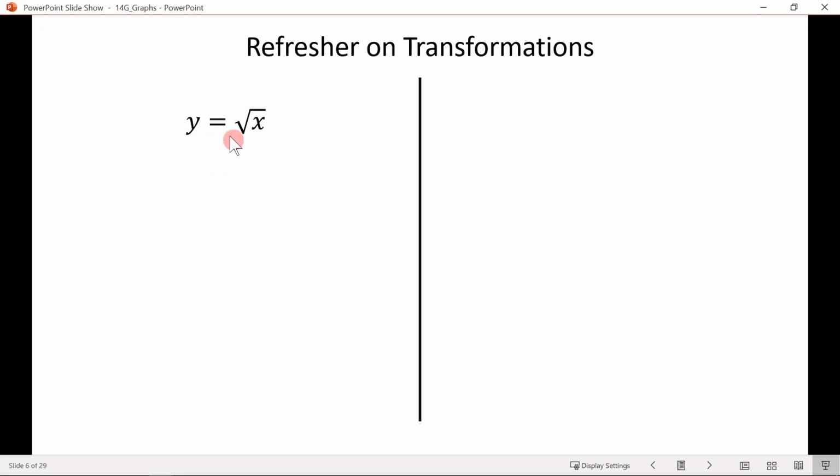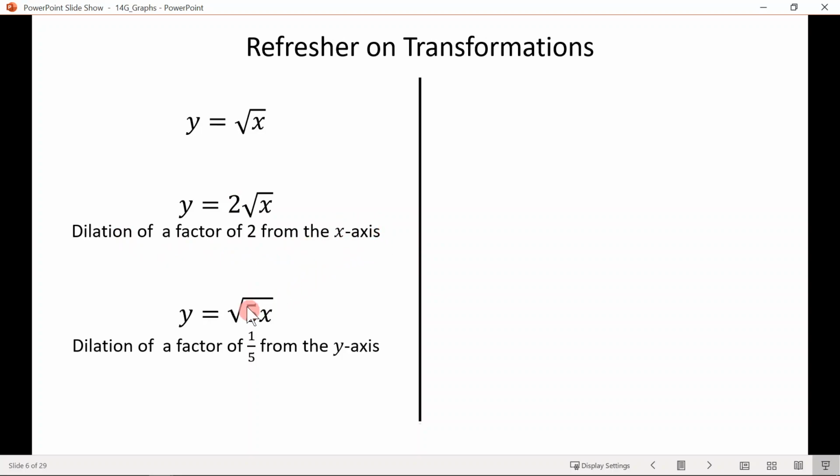So this is just y equals the square root of x. Now, if I was to put a number in front of it, what would this do? Well, if it's 2 times the square root of x, we know that this 2 is just causing a dilation of a factor of 2 from the x-axis. And if we were to have 5 times x underneath the square root here, we know that this would cause a dilation of a factor of 1/5 from the y-axis. So this is something that we've seen before and we're comfortable with. When the number is on the outside, we know it's a dilation from the x-axis. When the number is on the inside, we know that it's the reciprocal and it's from the y-axis.